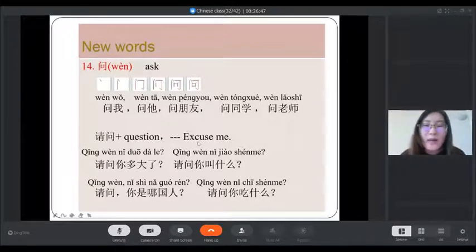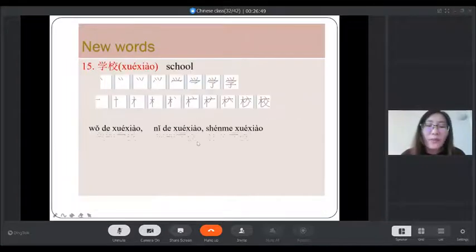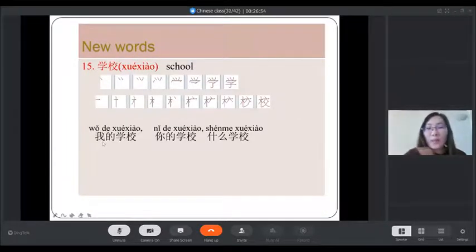Next one is 学校 means school. So if I say 我的学校 my school. 你的学校 your school. 什么学校 what school, which school.